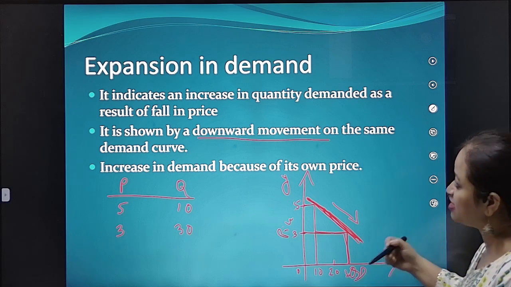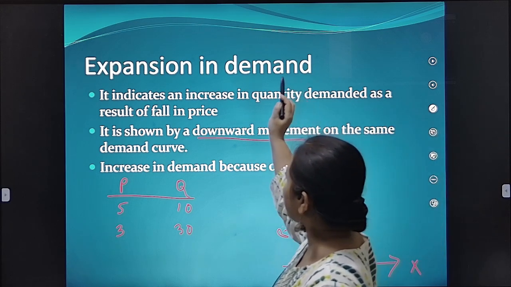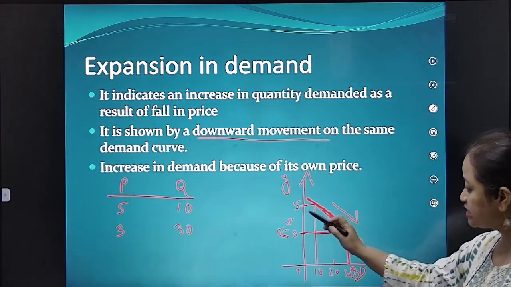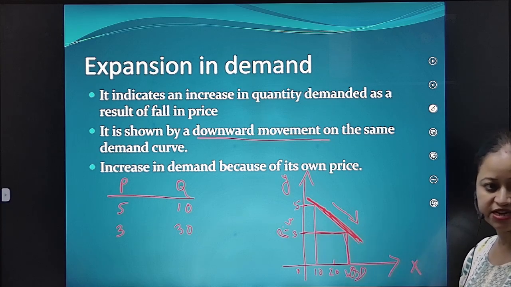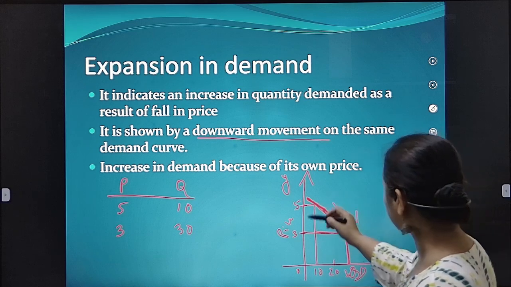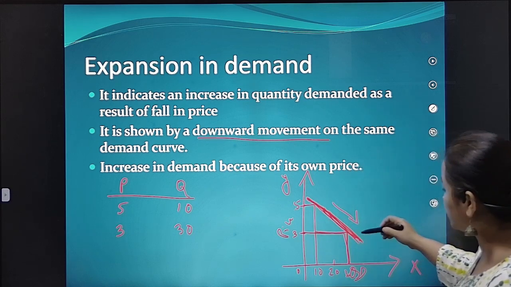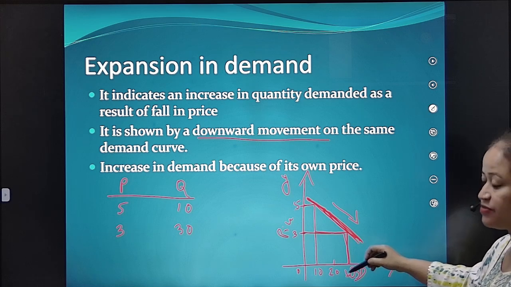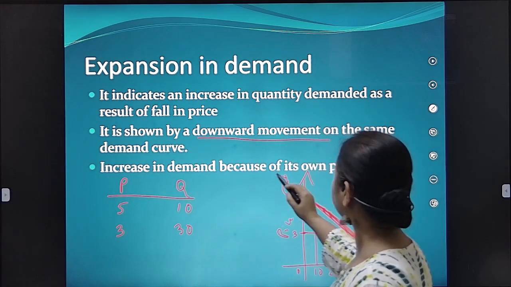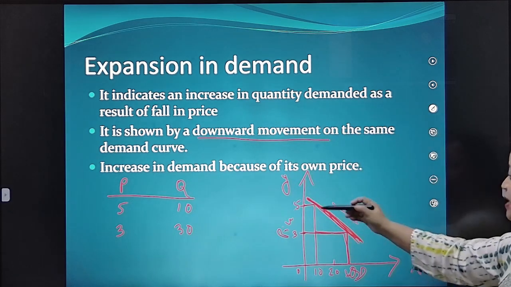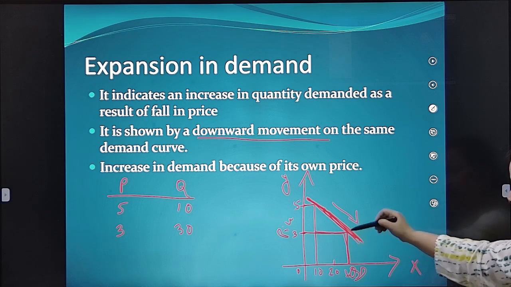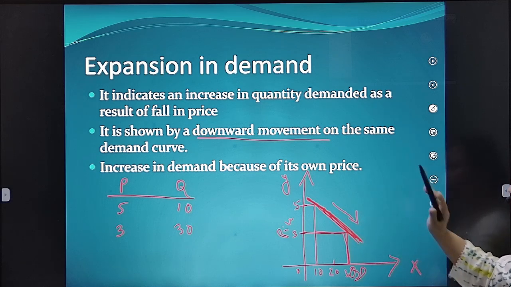And here the demand is increasing because of its price. Price नीचे आ रहा है इसीलिए demand increase हो रहा है कि नहीं? Price नीचे आ रहा है इसीलिए demand आपका increase हो रहा है. Demand is increasing. That you remember. So here increase in demand because of its own price. So price is decreasing, so that's why demand is here increase. So that is your expansion in demand.